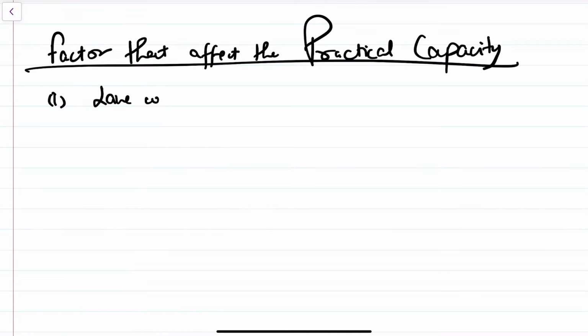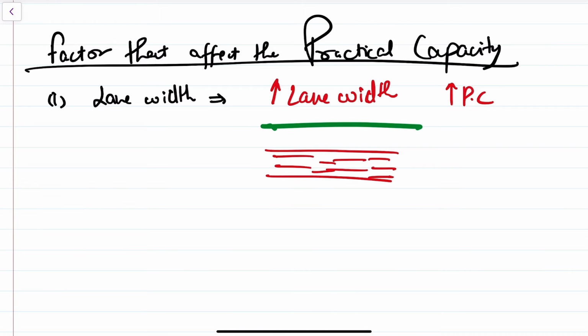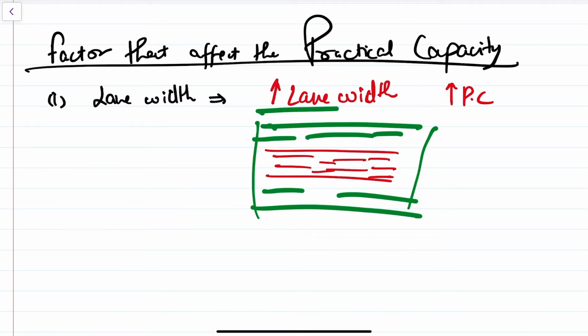So tell me what will happen if we increase the lane width. When we increase the lane width, the practical capacity will increase, because if this was the lane, then we had small sections for the vehicles to cross across this. If we increase the lane width, the number of vehicles crossing the road section will increase. So the practical capacity will increase.